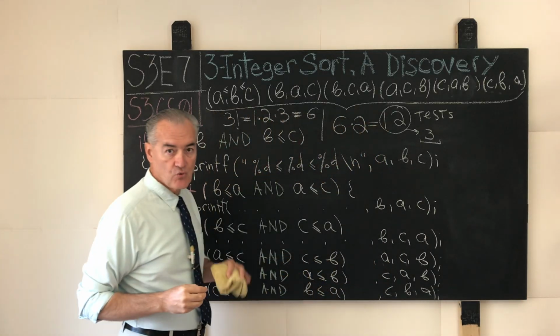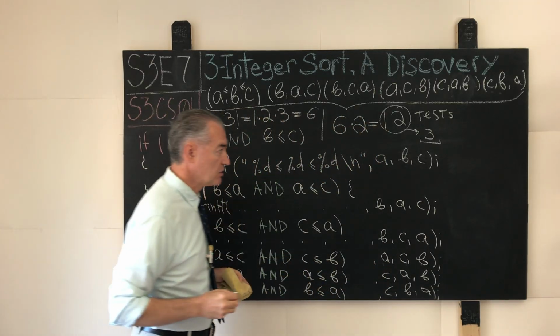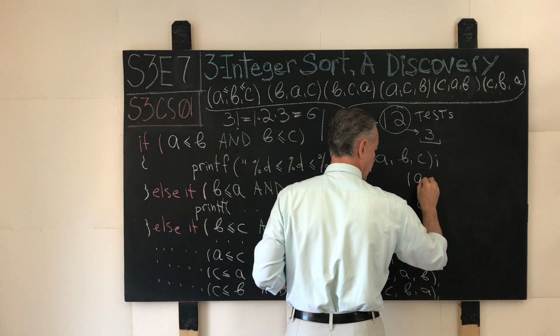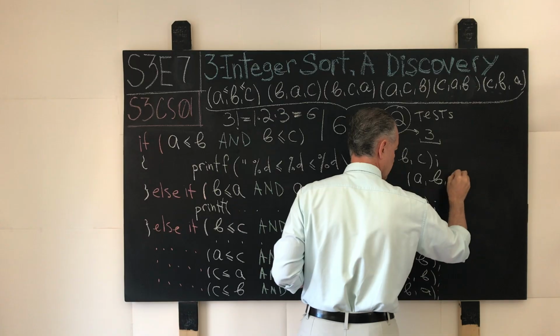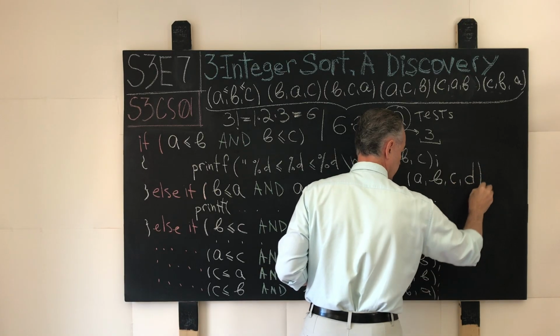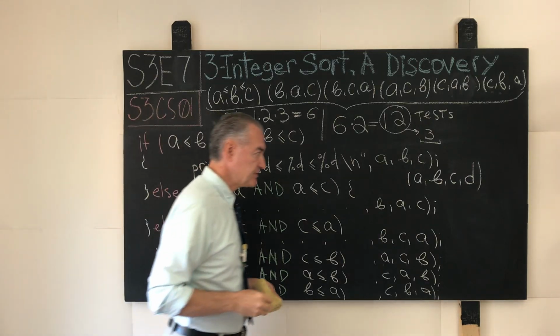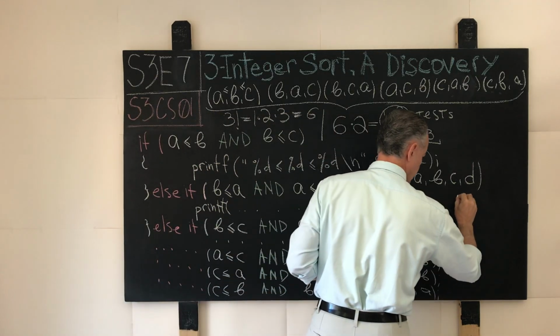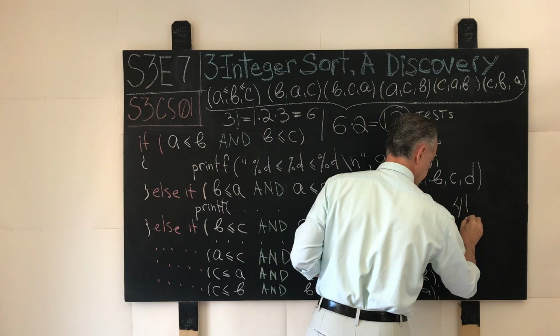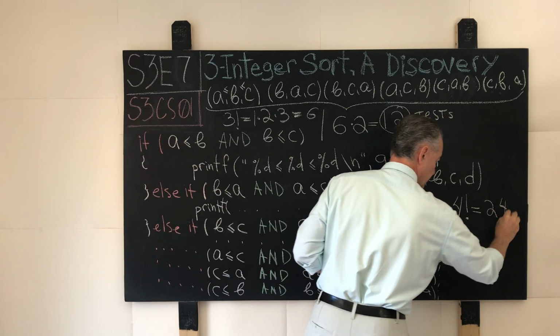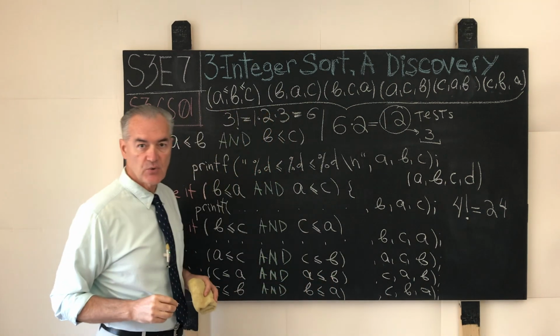What will that sorting algorithm for 4 integers incur? Well, in this case, we will be dealing with quadruplets. Let's say A, B, C, and D. This will be 4 distinct items. We know that 4 distinct items can be arranged in an order-sensitive way in a linear fashion in 4 factorial, or 24 different ways.